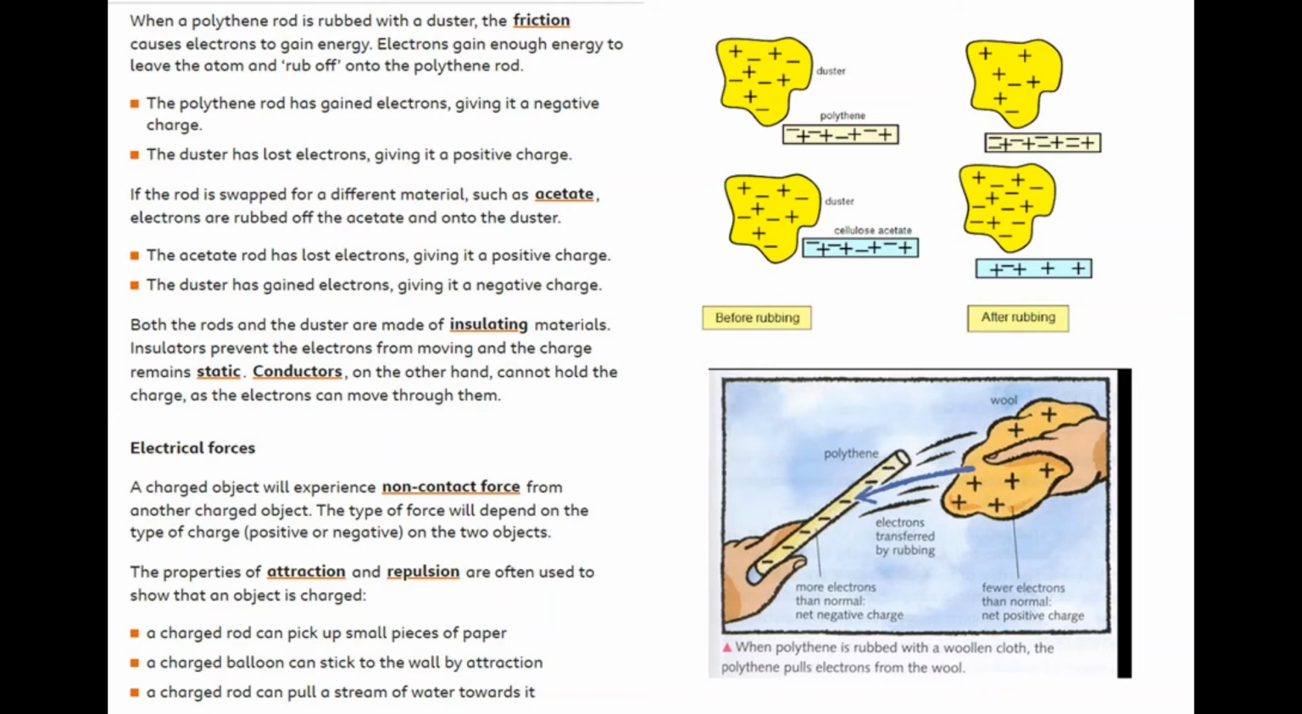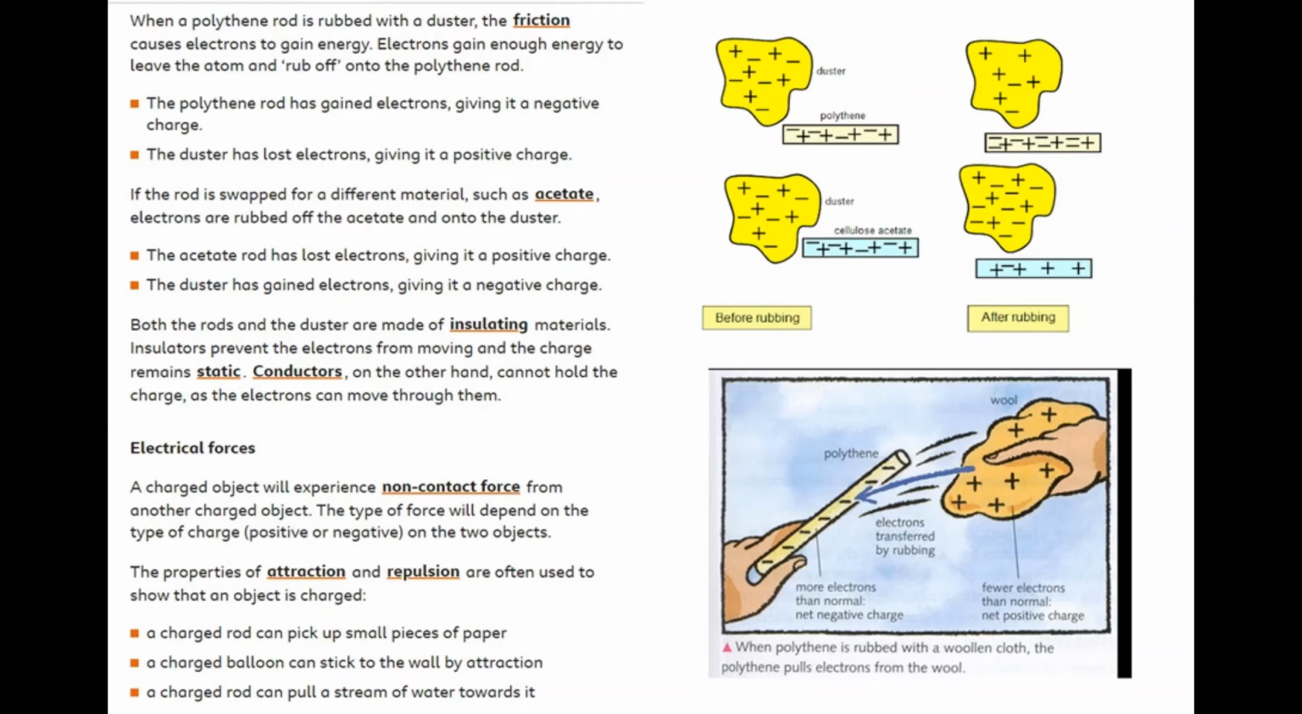Conductors, on the other hand, cannot hold the charge because you've got free, delocalized electrons, as the electrons can move through them. So they don't really store the charge. So if you compare insulators and conductors, insulators will store more charge compared to a conductor.